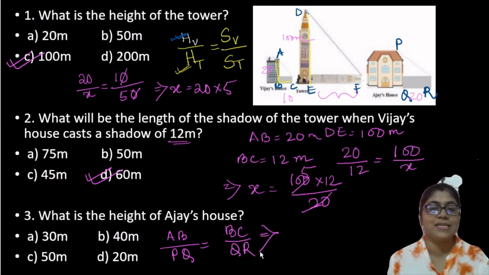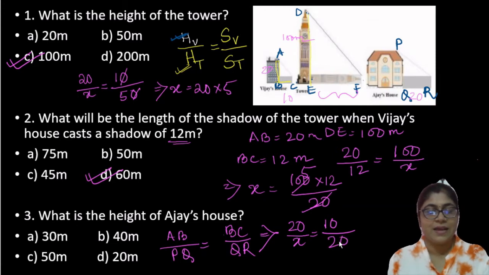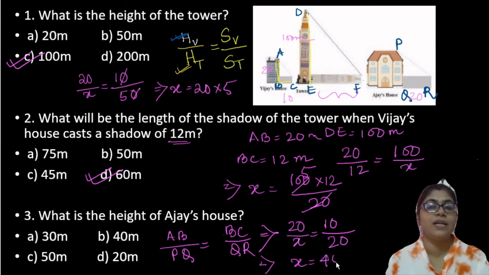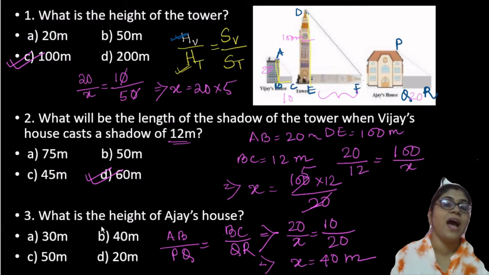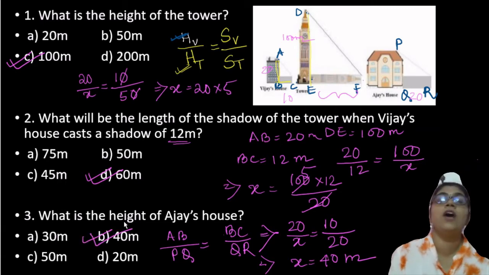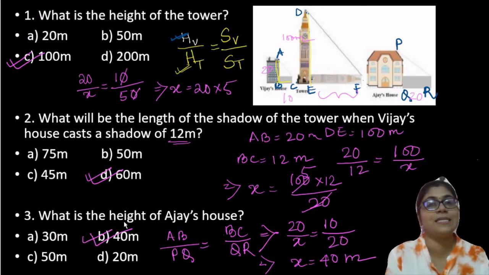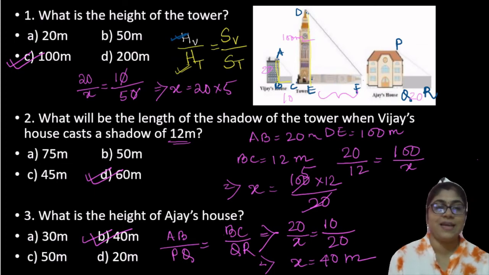This implies that AB is given, 20 by X is equal to 10 by 20. So now X is equal to 20 into 20 by 10, which is 40 meter. So the height of Ajay's house is 40 meters. So option B is the right answer.